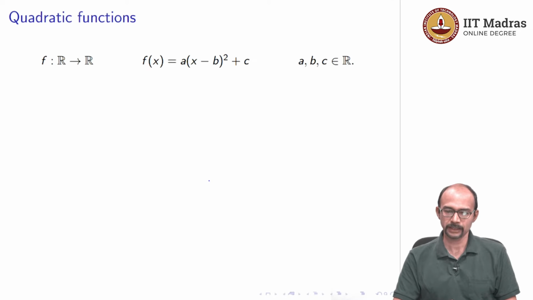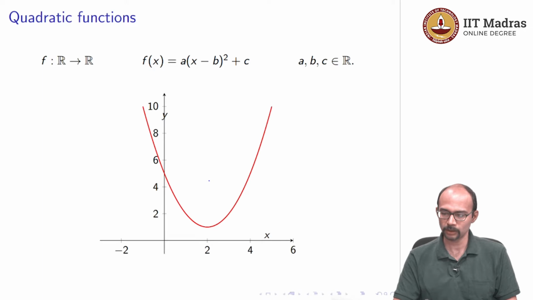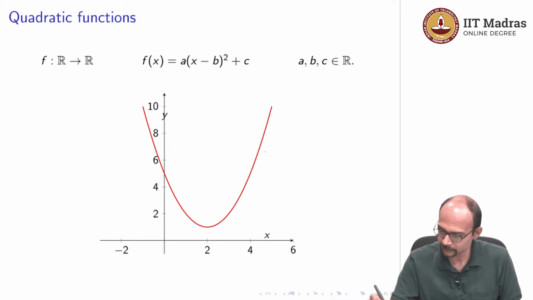Let us recall what quadratic functions are. A quadratic function is a function of the type a times (x minus b) squared plus c. We could expand this, and I will write in a minute how it looks. Here is an example of a quadratic function. A quadratic function typically looks like it has been drawn here. This is called a parabola, the figure in red.